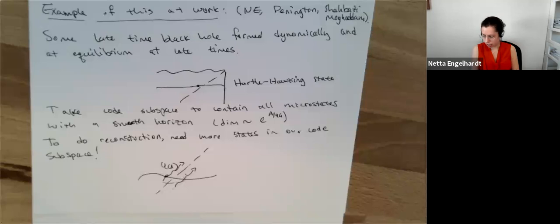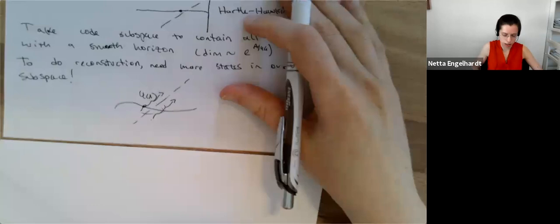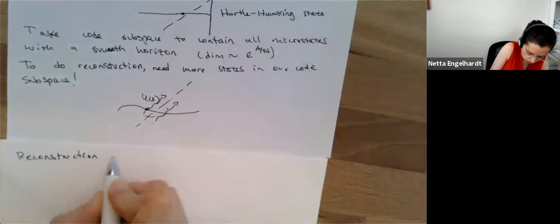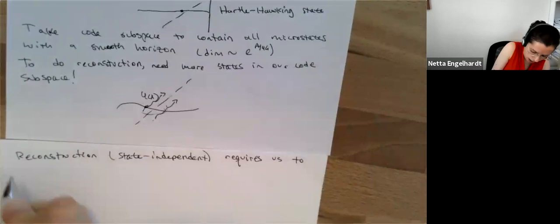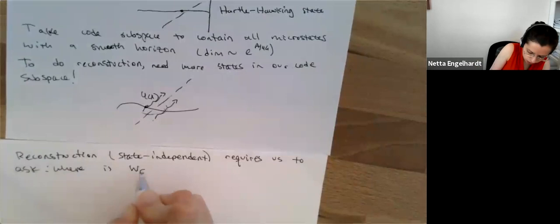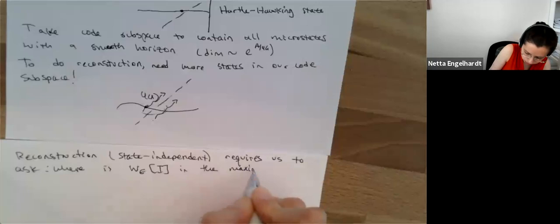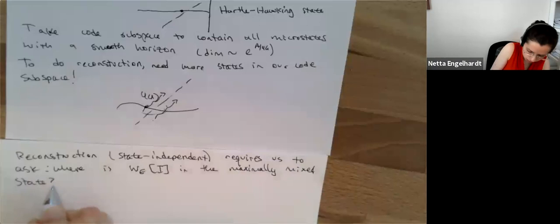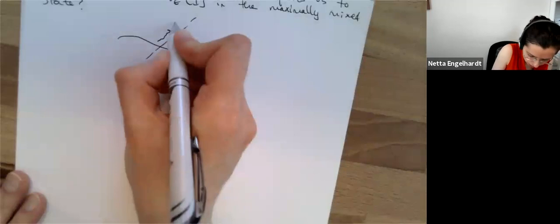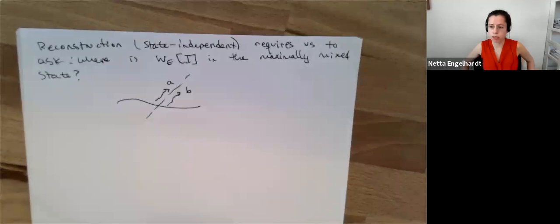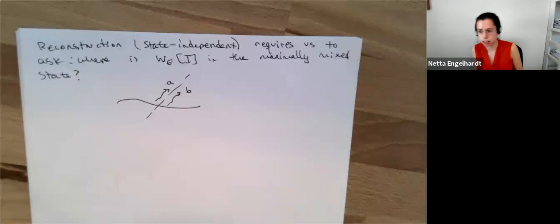And so state independent reconstruction requires us to ask where is the entanglement wedge of the entire boundary in the maximally mixed state. So I redraw this picture. This is A, and we think of this wave packet as A and B. Then we're looking for a state where A and B together are maximally entangled with a third subsystem. And as it turns out, in this state, what you find is that there exists a quantum extremal surface that is not present in the Hartle-Hawking state.